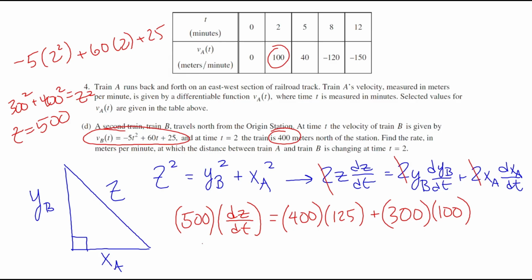If we just divide everything by 100, we got, if we divide both sides by 100, this is now just 4 times 125, which is 500. And this is now just 300 times 1, so just 300. So really, we just end up with 800 divided by 5. We get dz/dt is equal to 160 meters per minute.